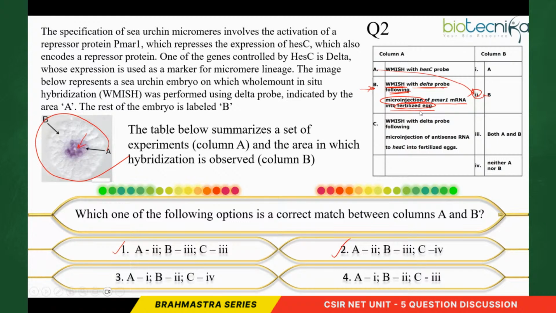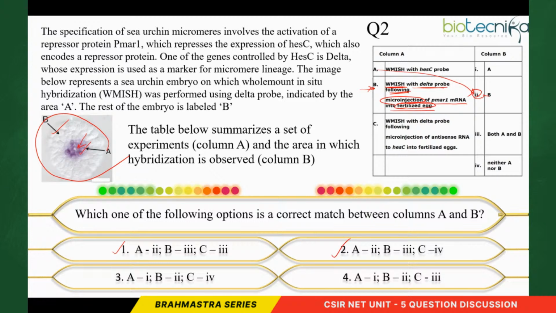That is why HESC will not be present anywhere, because PMAR1, if it is present in all the cells, in A also, in micromeres also, in vegetal cells also, A also, B also, it is present, means this PMAR1 will be inhibiting HESC. So HESC is not present anywhere in the embryo, which means that delta will be transcribed in all the cells of the embryo, because HESC was inhibiting the transcription factor for micromere specification, that is delta.